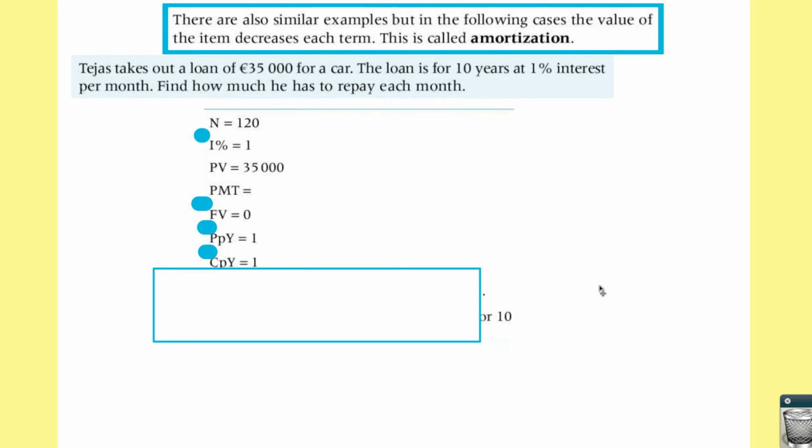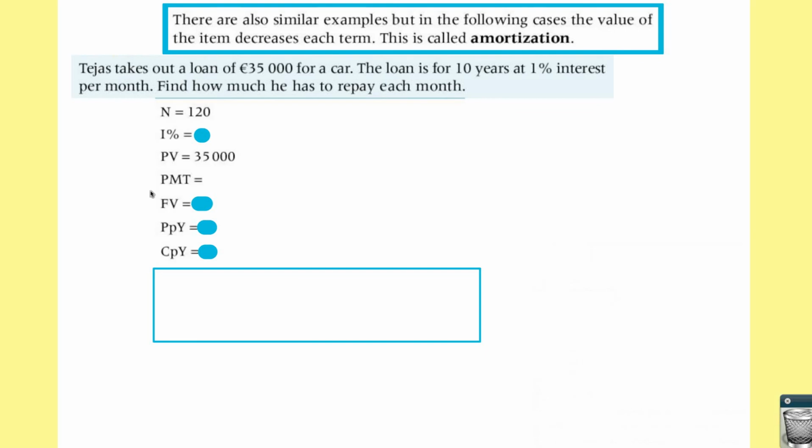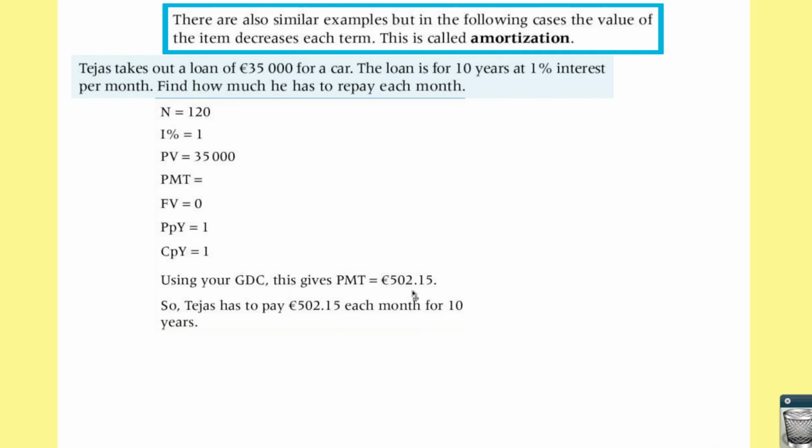They already did the division there, so, woo. Just kidding, that's just 1%. I guess I give you all the answers. The rest should have been easy, because future value is nothing, since we're not solving that. PPY and CPY we're leaving at 1. Then we scroll over and solve for a payment, and we get $502.15, or whatever currency. All right, so that's how you use your calculator. Have any questions? You know where to find me.